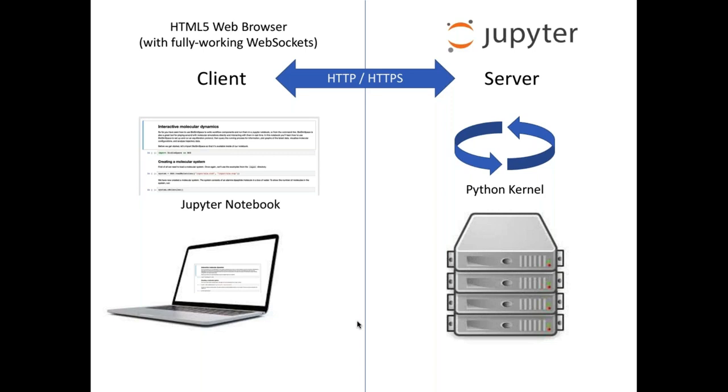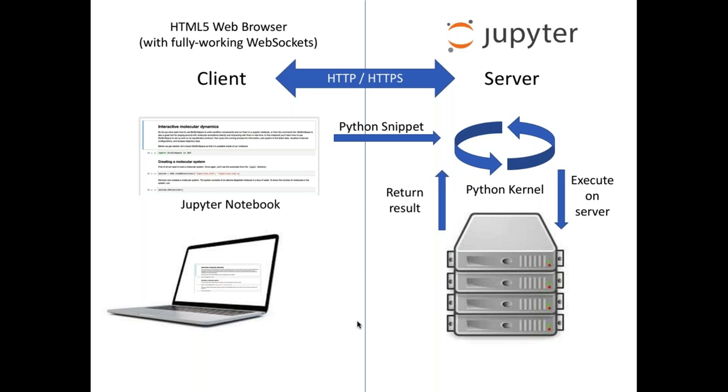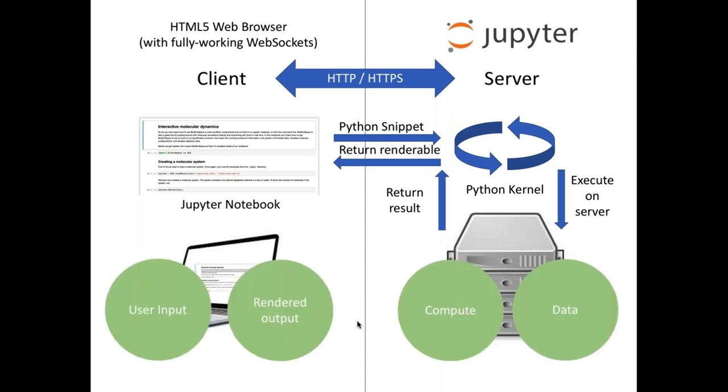What happens is as you use the notebook, you're sending Python snippets over the network to your Python kernel. Those Python snippets are then executed on the server. That will then produce some output and a result, and then a renderable version of the result is then sent back to the notebook to be rendered. What this means is you've effectively separated the user input and the rendered output onto the client, while all of the compute, and more importantly, all the data that you need to do the compute, is stored on the server. This makes it a very efficient way of actually using a piece of simulation software.